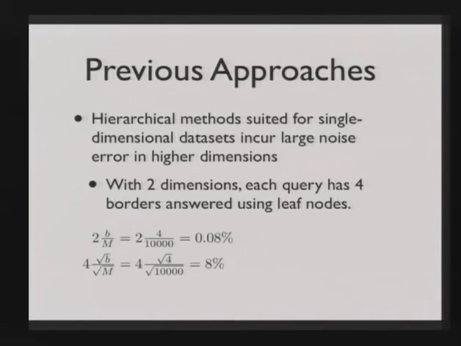Then in the one-dimensional case, the border regions, the regions that are using the leaf nodes, or that are incurring more noise error, are approximately 0.08% of my total domain. When we move to the two-dimensional case, this number increases by a factor of 100. This is almost 8% in this example. So yes, for the one-dimensional case, building a hierarchy might be good. For the two-dimensional case, I would argue that let's not build a hierarchy. Let's look at other methods, and let's try to improve upon those.